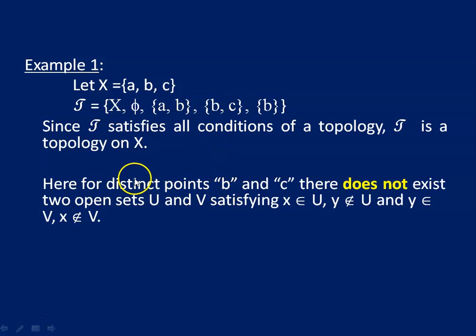So this topological space is not a T1 topological space because for distinct points b and c, there don't exist two open sets U and V satisfying the condition that one open set contains x but not y and the other open set contains y but not x. So this is not a T1 topological space.